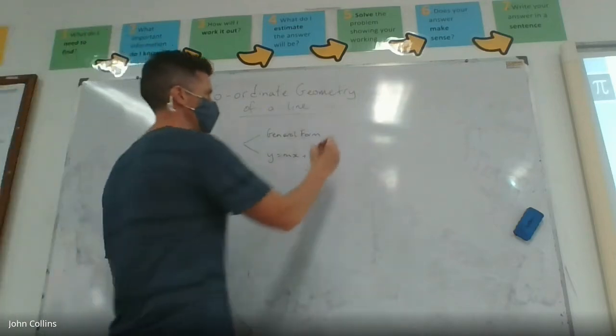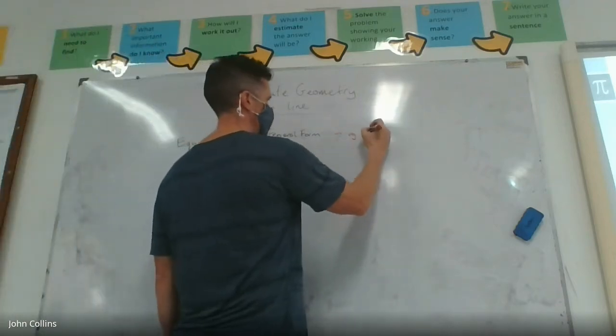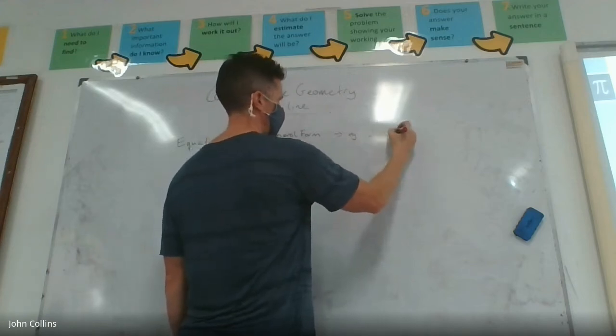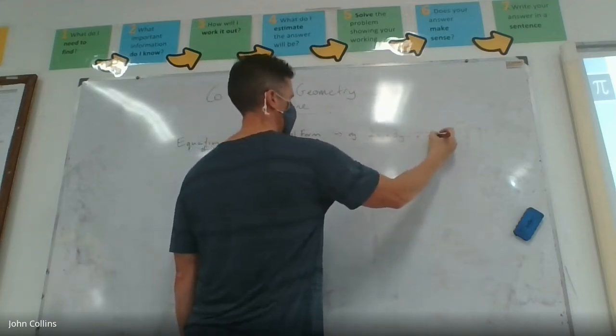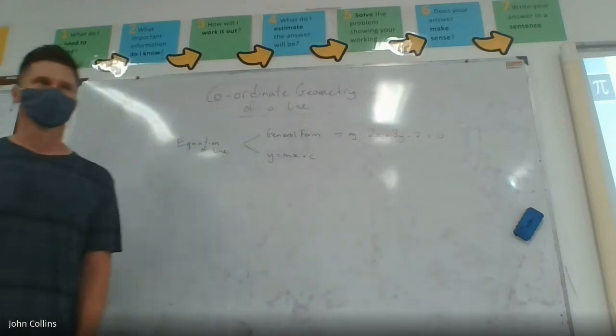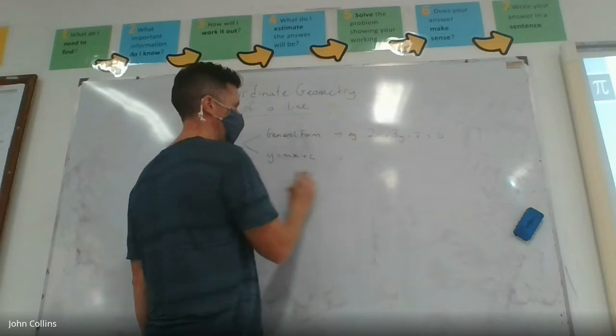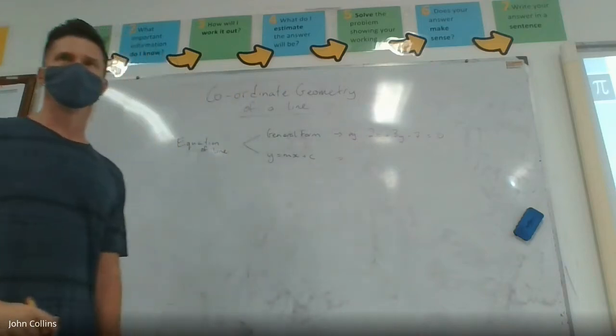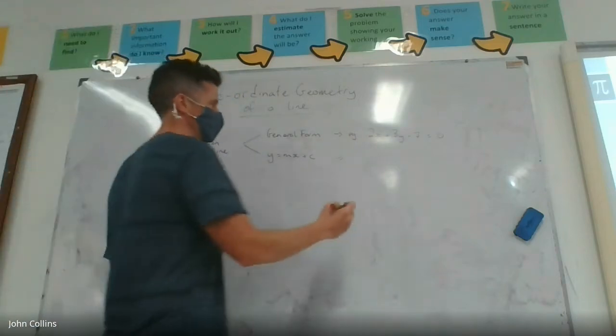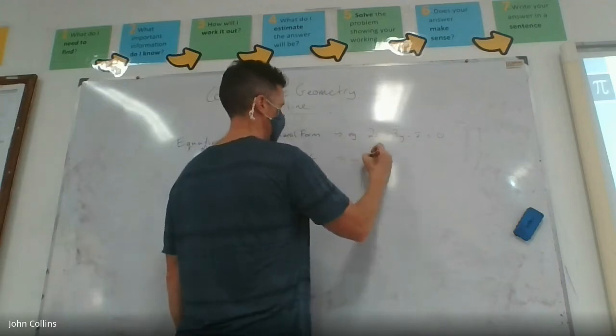So an example of the general form is 2x plus 3y minus 7 is equal to 0. This is all brought over to one side. An example of it in this other form, which is probably a way more useful form, is where we have many examples.